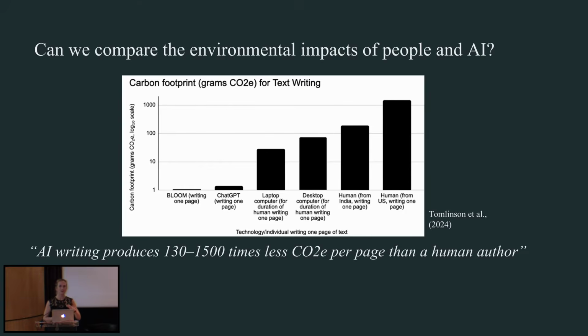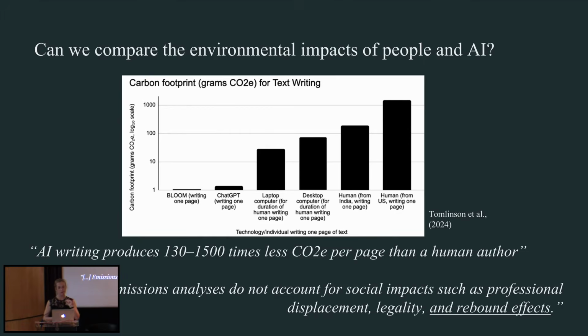And so essentially, the tacit conclusion was, well, if we replaced all human authors by AI, we'd be better off. The planet would be better off. But if you read, somewhere hidden in a footnote, it says, emissions analyses do not account for social impacts such as professional displacement, legality, and rebound effects. And so essentially, they do all this analysis, and this was heavily reshared on social media by very prominent members of the AI community. I will not name any names, but they spoke at Viva Tech today.